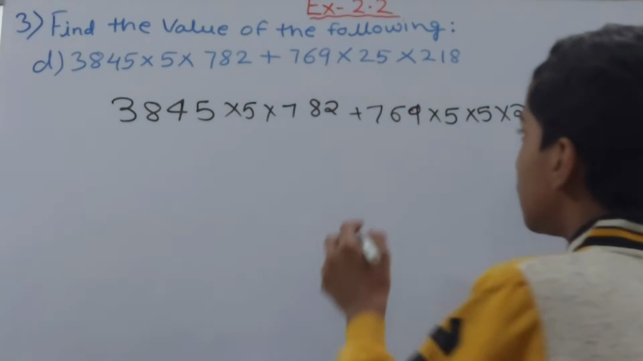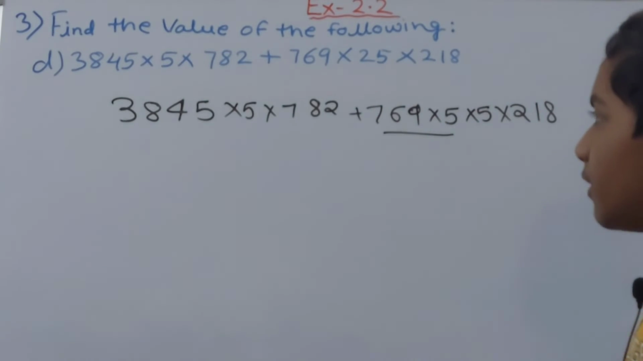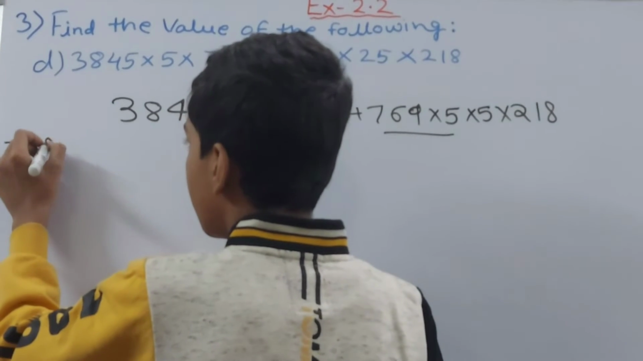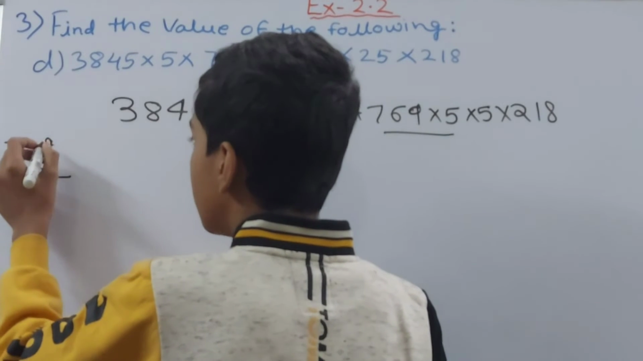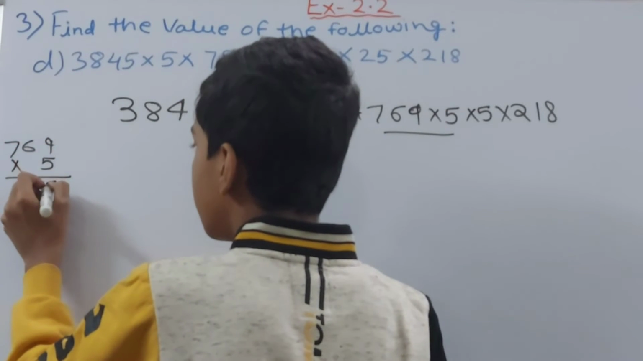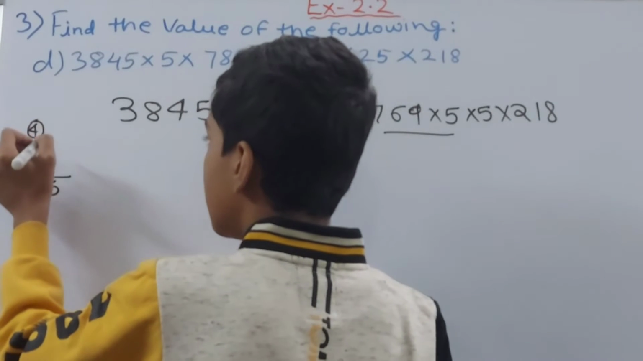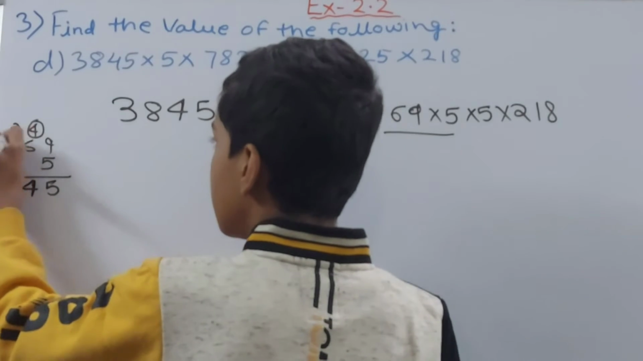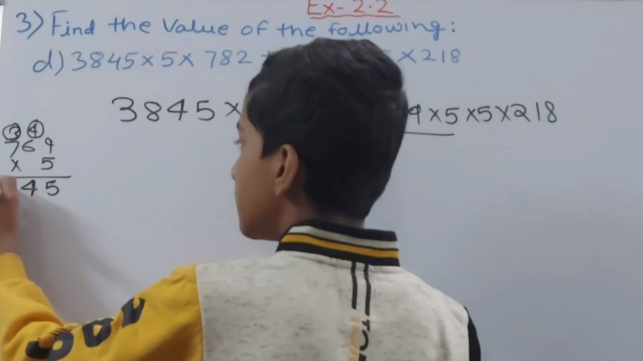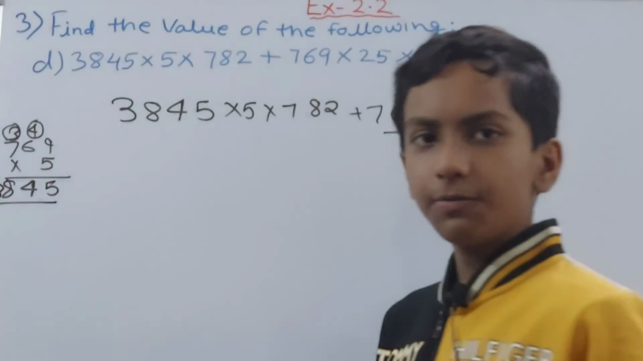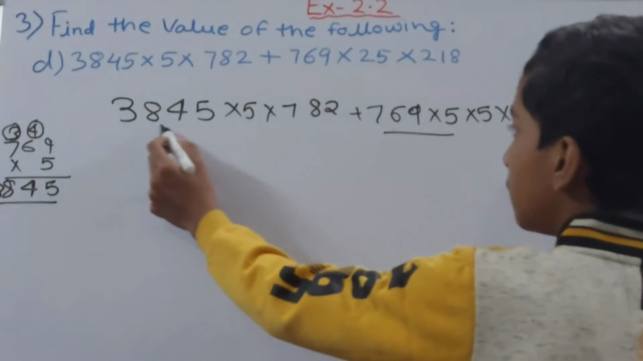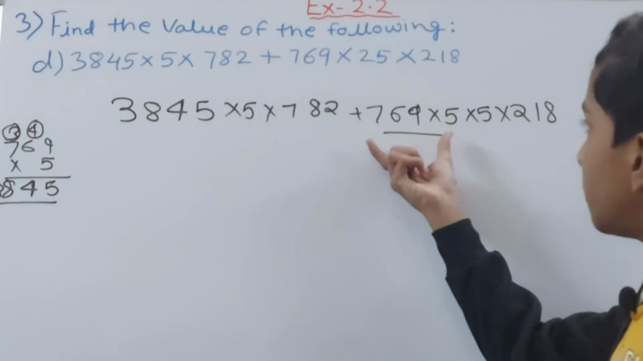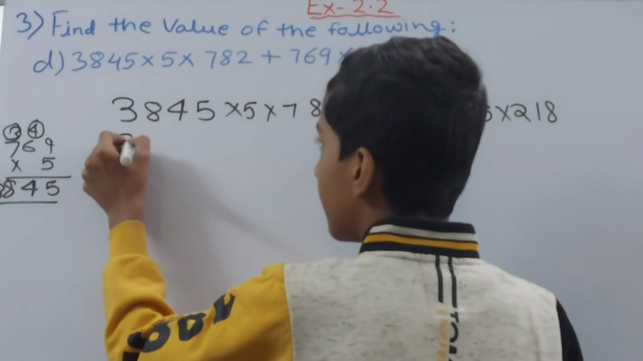Let us see over here, 769 into 5. What will we get if we multiply this? 5 into 9 is 45, 4 and 5 carried here, 5 into 6 is 30 and 4 is 34, so 3 and 4, then 5 into 7 is 35 and 3 is 38. 3845, which is this number. So we have found two things common here. This 3845 is common, so let's first write it down as it is.